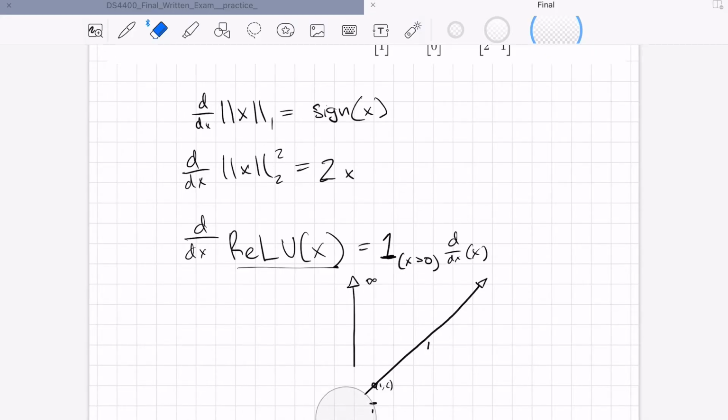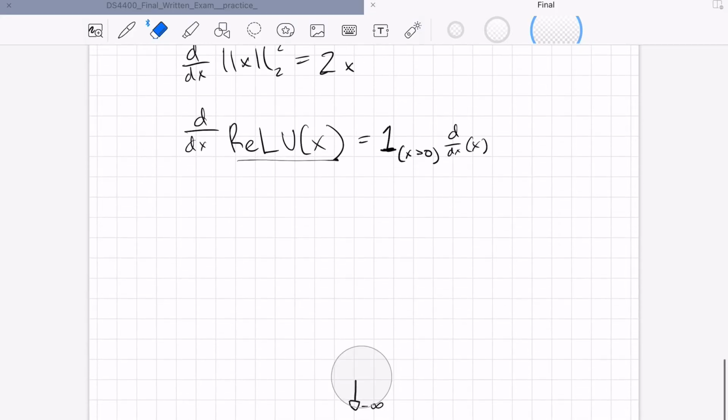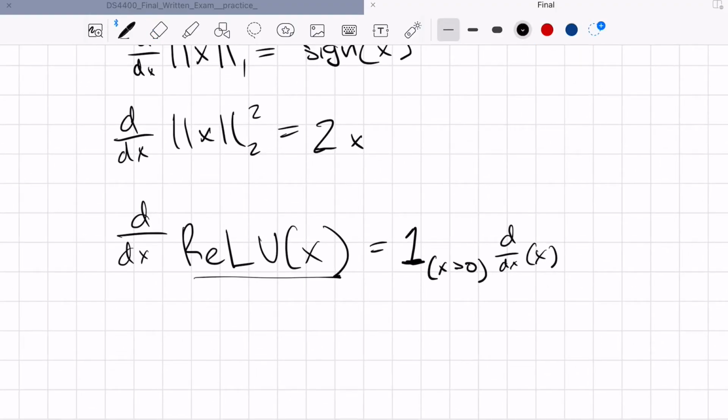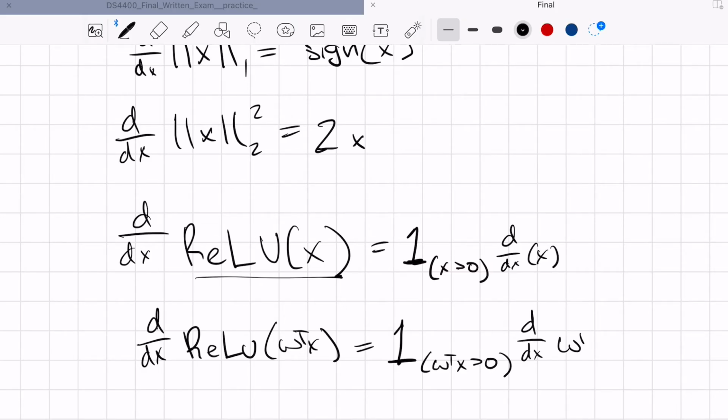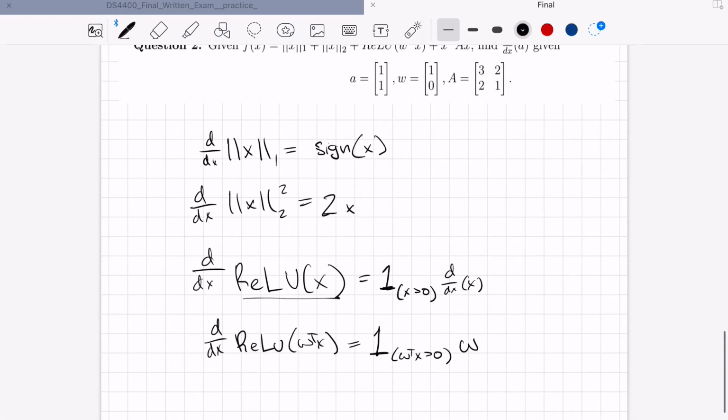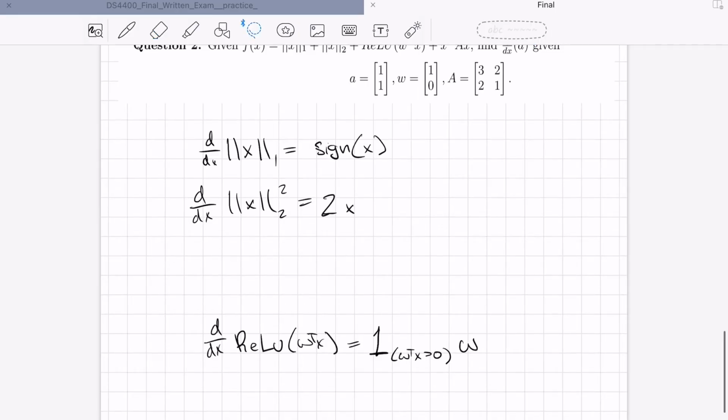So, with that in mind, if we have ReLU of wᵀx, d/dx of this is equal to the indicator of wᵀx greater than 0 times d/dx of wᵀx. This is simply a linear equation, so the derivative of this we know is just w. And that's the derivative. So put that here.